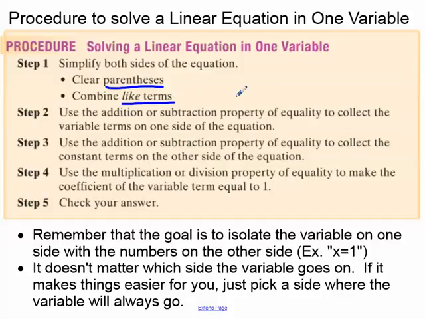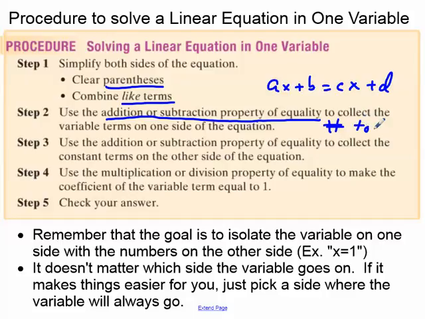And then essentially after that, we're going to have something like ax plus b equals cx plus d: some variables on one or both sides, and some numbers on one or both sides. And then what do we have to do? Step one, use the addition or subtraction property of equality to move the numbers to one side. And after that, step three, use the addition or subtraction property of equality to collect the constants on the other. Numbers to one side, variables to the other side.